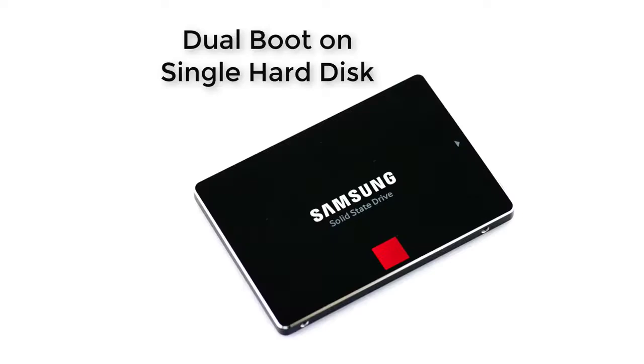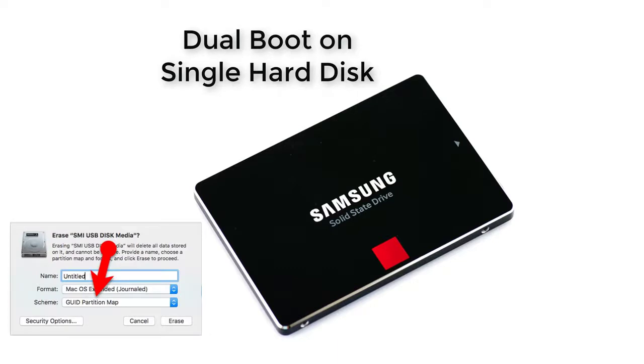If you have one hard disk for the dual boot, then you need to install macOS Sierra first, then Windows 10. So in this case, you need to install Windows 10 as UEFI and Clover bootloader. Otherwise, if you use Windows 10 as a legacy bootable USB, then you can't install Windows 10 as a legacy on GPT scheme, guided partition map.